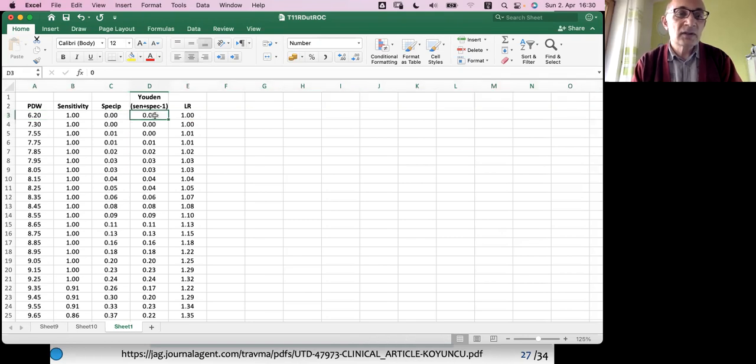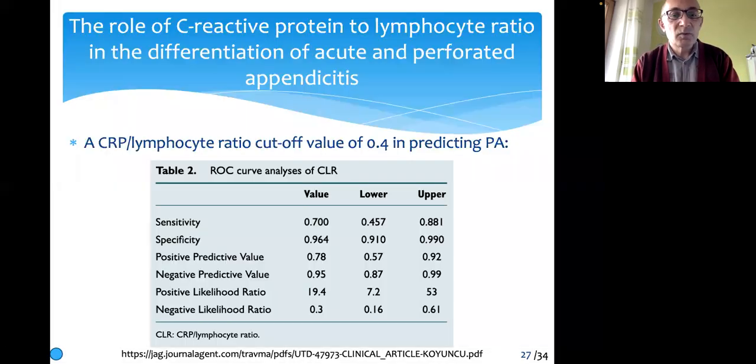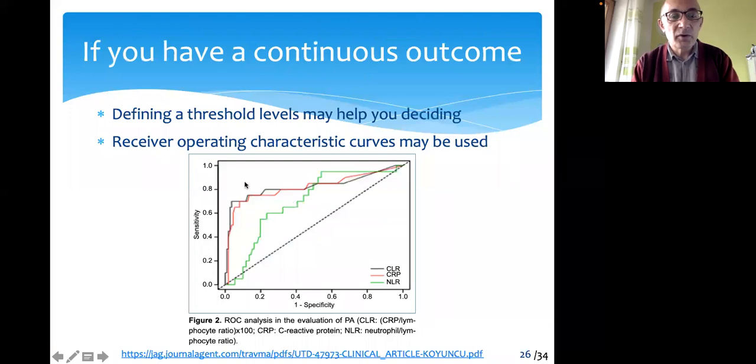Whereas Youden has suggested a slightly different formula. He suggests to add up sensitivity and specificity and subtract 1. So 1 plus 0 minus 1 would be 0. This is the Youden index. Our purpose, of course, is to have the highest possible point, with the highest sensitivity and highest specificity. That means some point where the curve is approaching this corner here. We are looking for this corner.